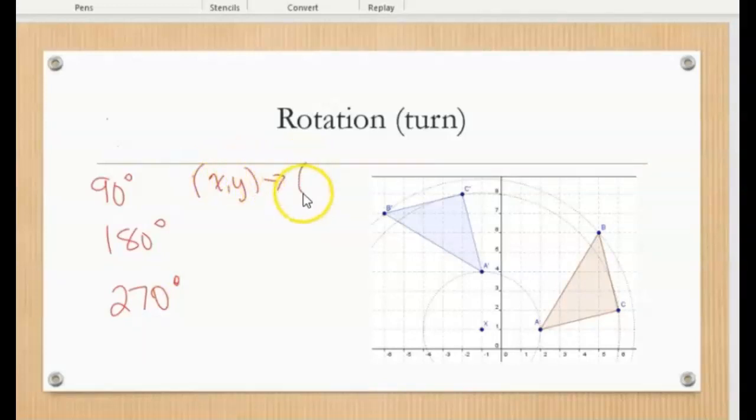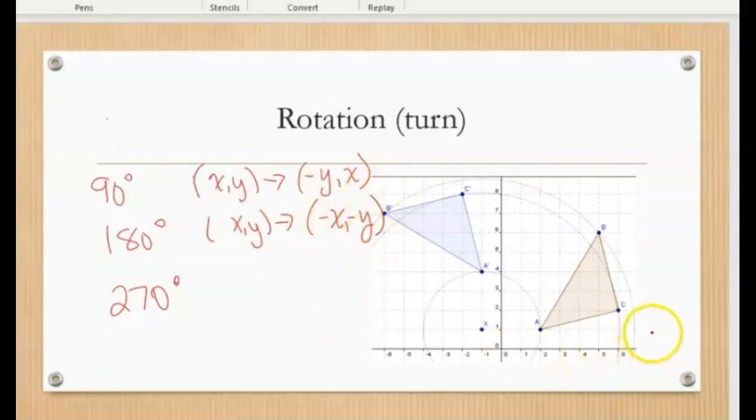For 90, you take the XY point, and all you do is flip it and make the Y negative. Again, we'll look at some examples. And then for 180, we're going to take the XY point, and we're just going to make them both negative.